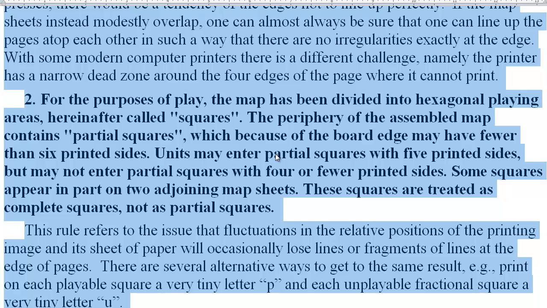If you don't like the description in terms of number of edges, there are several alternative things that you could have done in producing the game to identify playable and non-playable squares. For example, you could have printed a very small letter P, playable, or U, unplayable, on each square around the edge of the map, and then the players would have known exactly. But that would get a little tedious, especially if you had to look at it for long periods of time.